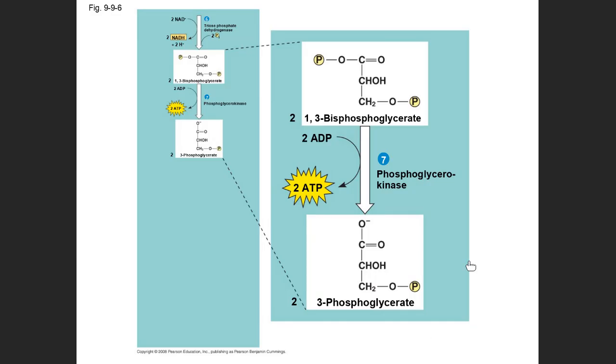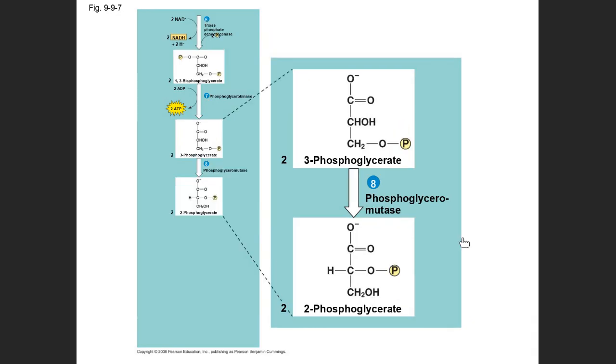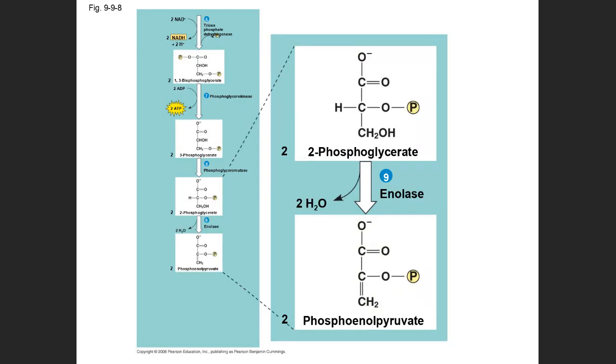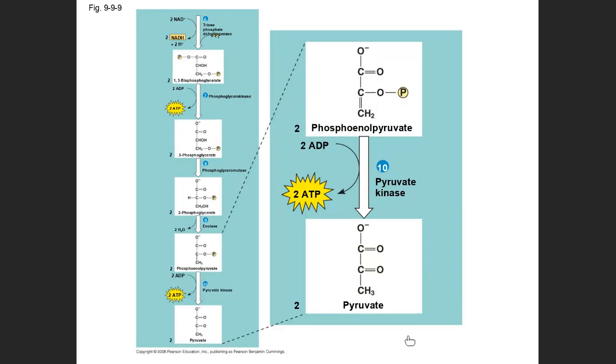And then the bisphosphoglycerate, it's got those 2 phosphates. It's going to donate those phosphates to the ADP to make ATP. And again, this will happen twice because there's 2 of those molecules. And some more conversions. And we finally, again, more ATP is made.